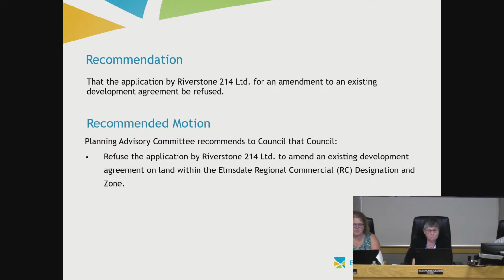Every sympathy with developers out there in today's market conditions. But at the end of the day, this was an approved development agreement on a property when the developer purchased it. And the terms were very clear at that time. And I have not to date heard anything that would cause me to be interested in changing those terms. So having said that, I'm going to move the recommended motion. Moved in second.